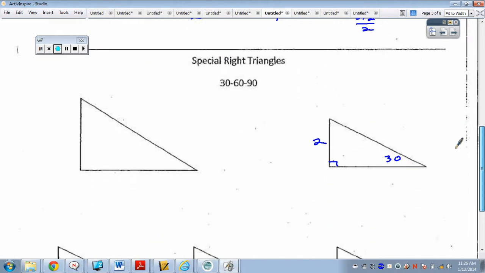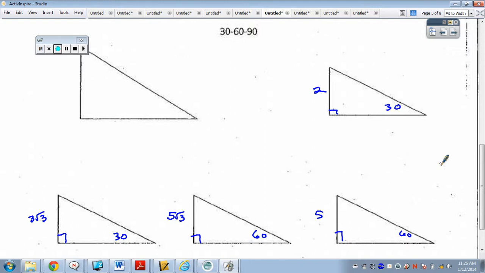The second special right triangle is called a 30-60-90 triangle. Like before, you have a 90-degree angle, which across from this, again, is your hypotenuse. Now this time you have two angles that are 30 and 60, not 45 and 45. So that means that your two legs are no longer going to be equal. So let's say, for instance, this is my 30-degree angle and this is my 60-degree angle.